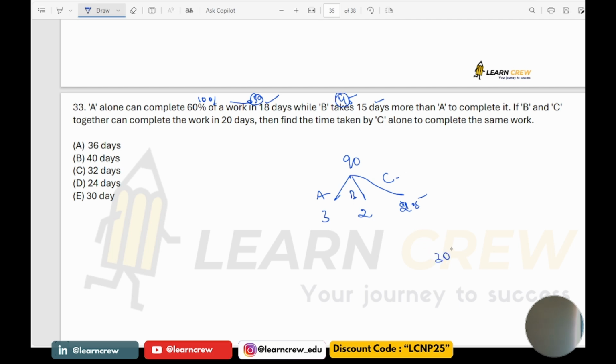To complete the total work of 90 units, C individually takes how much time? 36 days. 90 by 2.5.